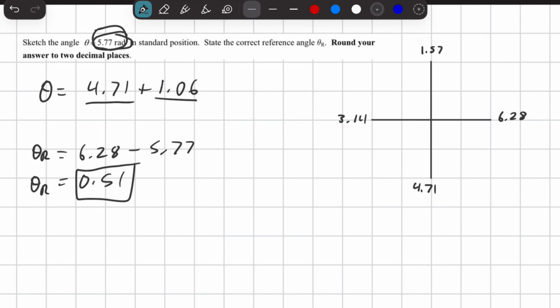Anyways, now we can actually go ahead and sketch that. It's about 1 past our 4.71, which is about 57 degrees. So if you draw that kind of past 45, like so, it should look something like that. You just go around, and then this is your reference angle here. And that's how you do that question.